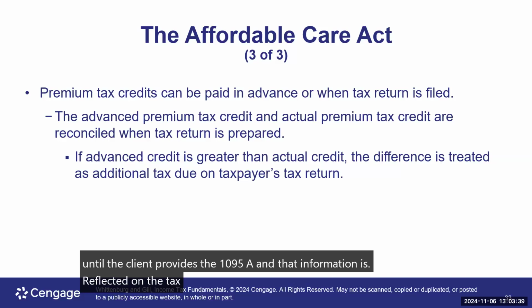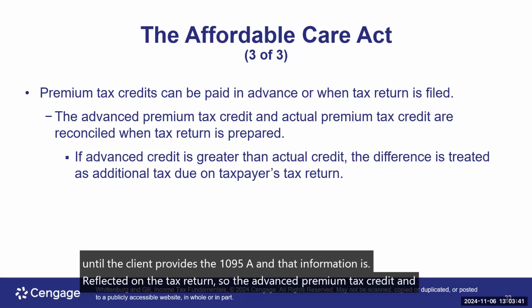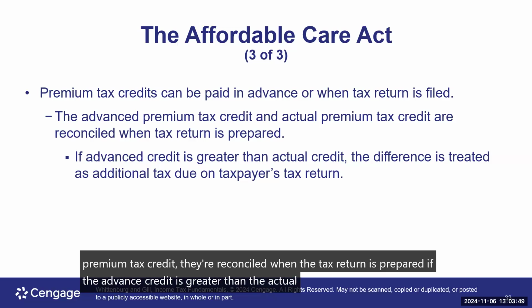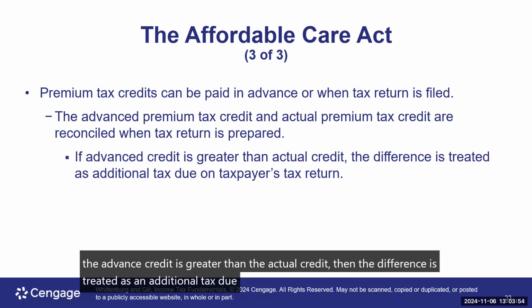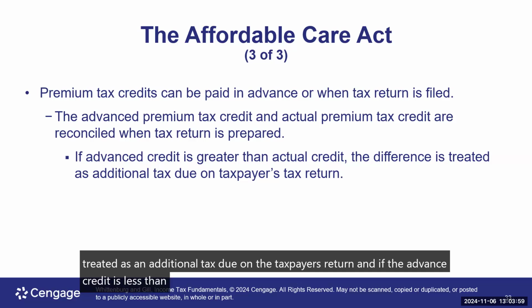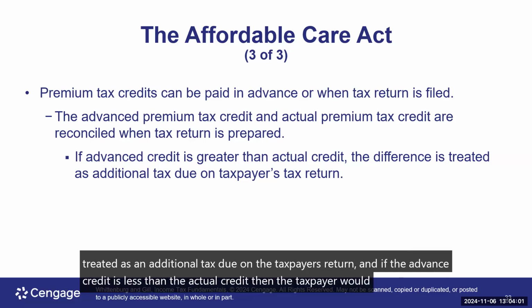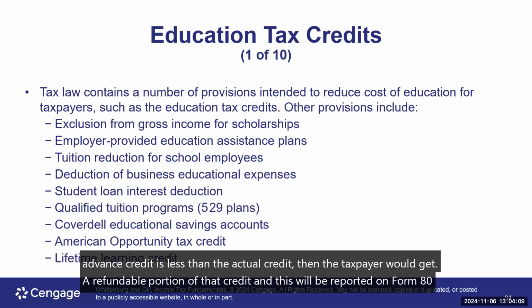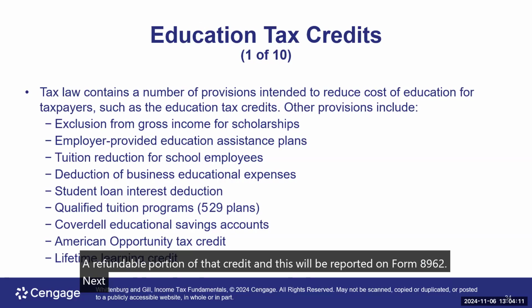The advanced premium tax credit and actual premium tax credit are reconciled when the tax return is prepared. If the advanced credit is greater than the actual credit, then the difference is treated as an additional tax due on the taxpayer's return. If the advanced credit is less than the actual credit, then the taxpayer would get a refundable portion of that credit. And this will be reported on Form 8962.